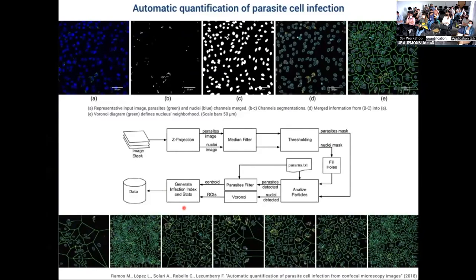This process is repeated for all the stacks, and the statistics are reported to the user. Increasing the number of processed stacks improves the statistics and reduces the effect of errors in parasite association where no cell membrane information is present. At the bottom, we show several images automatically processed.